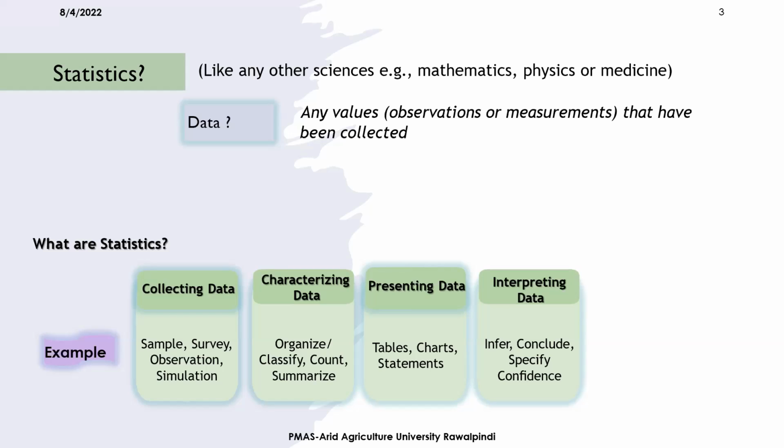This is an example of data collection. We can collect data from samples, surveys, observation, simulation, and then characterization of the data takes place. This is the organization of data: classification, counting, and summarizing are all included in the characterization of data. After the analysis, data presentation is the next part, in the form of tables, charts, and statements. After that, the final part of data analysis is the statistical interpretation of data: to infer, specify, and conclude from the data.